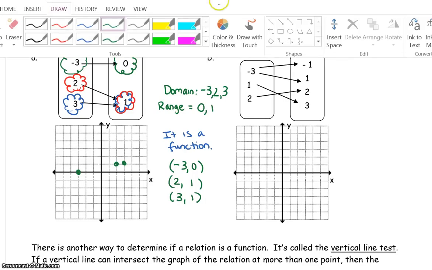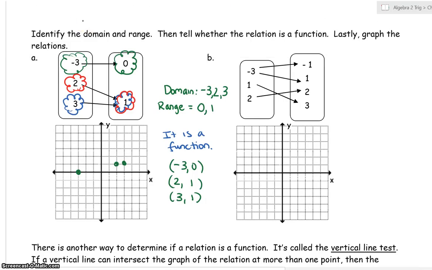Now, sometimes it's easier to understand what a function is by giving an example of what's not a function, okay? And we're going to talk about those more in the next part. So let's look at this. It says, what's the domain? So we're going to list all the input values: -3, 1, and 2. We're going to list the range, which is the output values: -1, 1, 2, and 3. And then it says, tell whether the relation is a function.